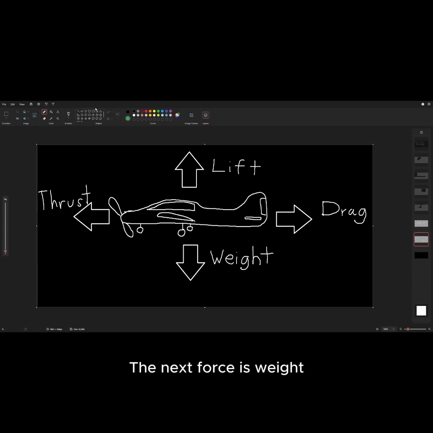The next force is weight. And weight is a result of gravity. So weight exists because gravity exists, and it always is going to be in the direction towards the center of the Earth, or the ground. So no matter what orientation the plane's in, if the nose is pointed up, down, if the plane's upside down, right side up, turning, the force of weight is always going to be towards the ground, towards the center of the Earth.